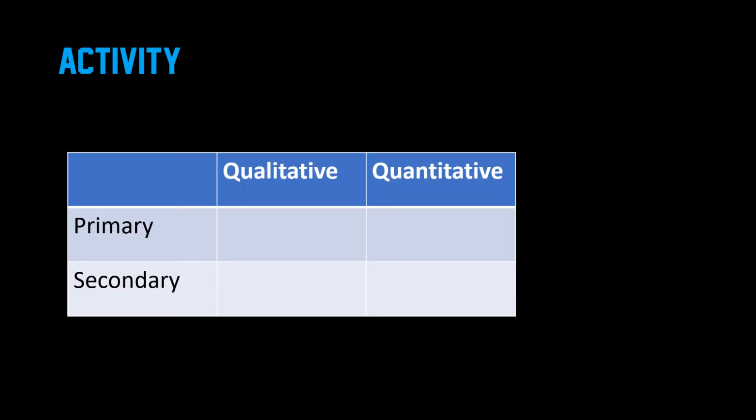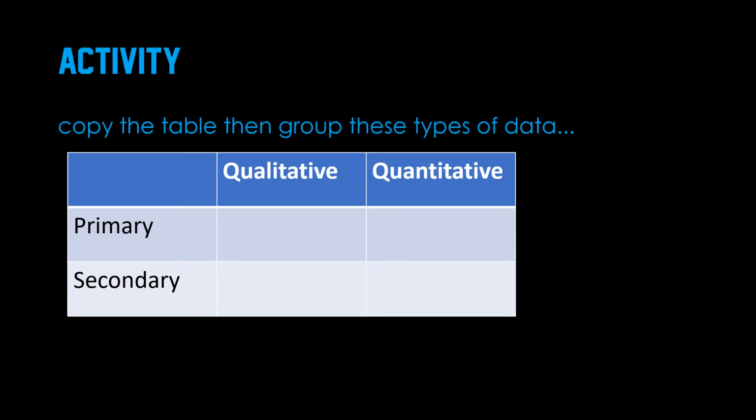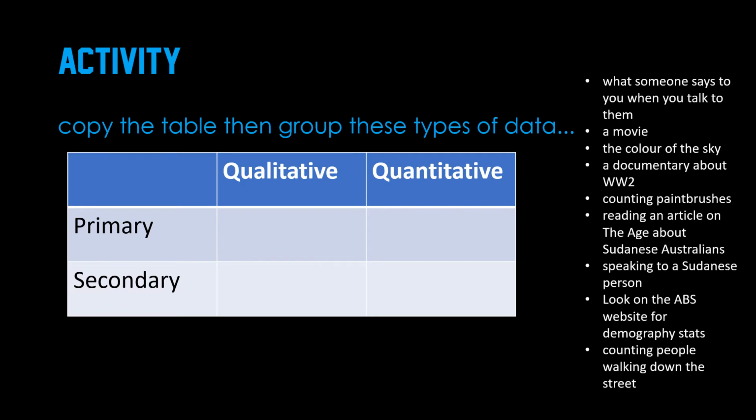Okay, the activity today, going to draw up that table. Yeah, primary, secondary, qualitative, quantitative. So there's 4 categories. The data types I'm going to show you can either be qualitative primary, qualitative secondary, quantitative primary, or quantitative secondary. And I want you to put these dot points somewhere into those 4 categories, and you'll probably find there's 1 or 2 for each.